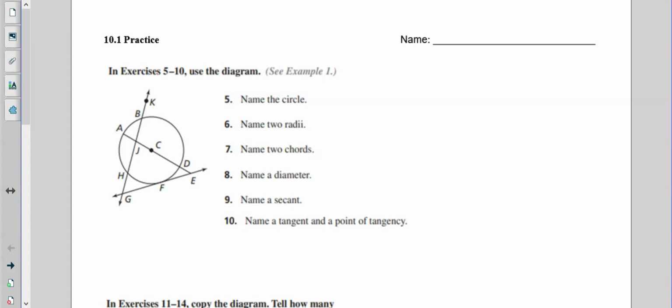All right, 10.1 practice. Name the circle. There's really not much to that one. There's only one choice here, and that is you put a circle with a dot in it and C for the center right there. Name two radii.